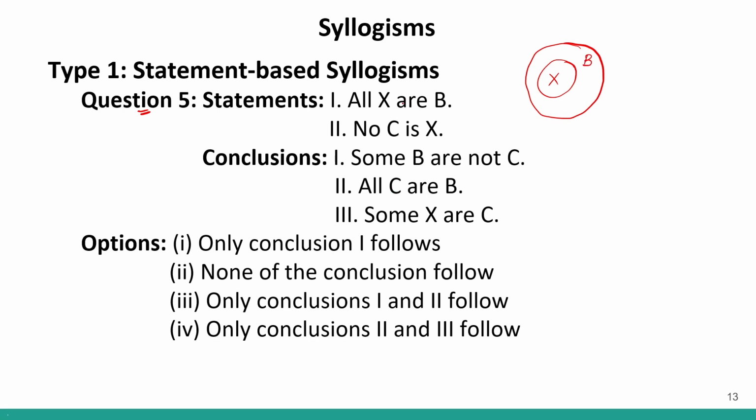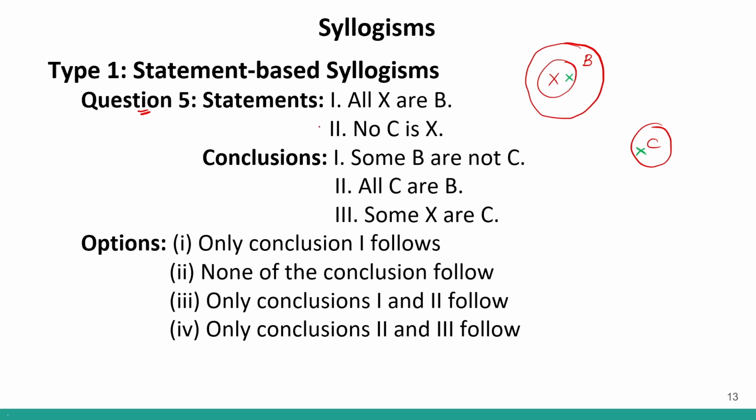Correct? Then no C is X. That means C and X are separate entities. So, C will be different from X and basically X and C will not overlap. So, these will be different.